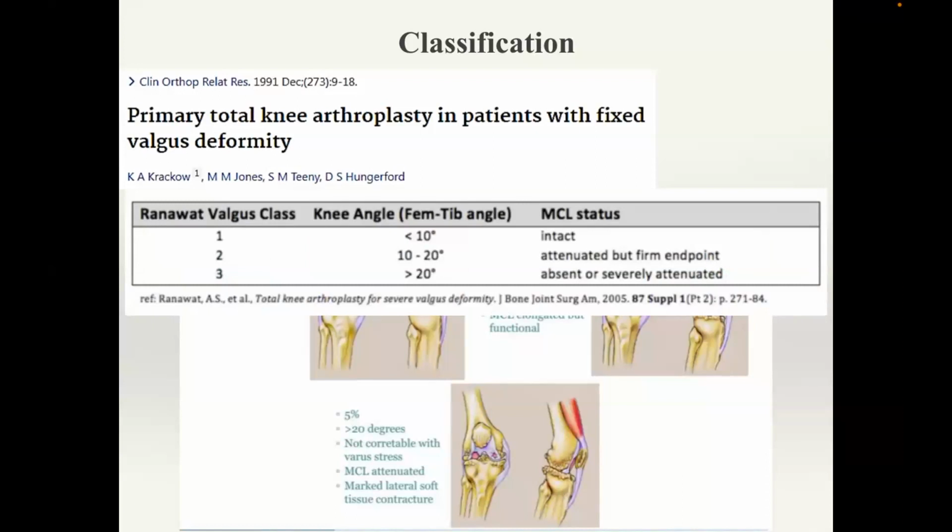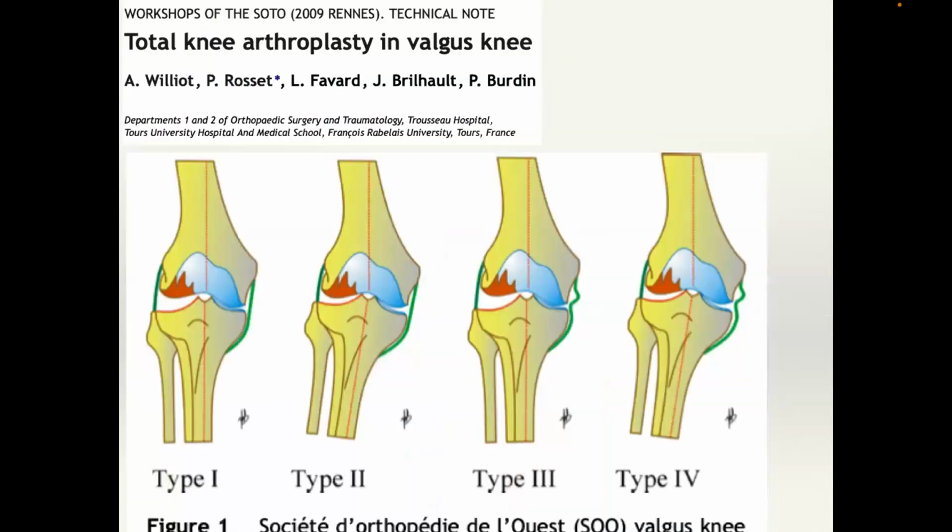Regarding Ranawat et al., he classified into 3 types. The first type is minimal coronal plane valgus with minimal soft tissue involvement, and second is fixed coronal deformity of more than 10 degrees with attenuated medial soft tissue, whereas type 3 is more than 20 degrees with absent or severely attenuated soft tissue. Previous history of osteotomy is seen in class 3.